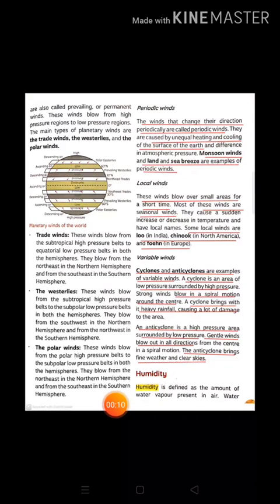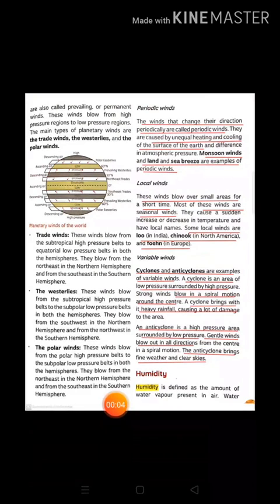Cyclone. When a low pressure area is surrounded from all sides by high pressure area, wind blows towards low pressure area in the center. This causes strong spiral winds which move in anti-clockwise direction in the northern hemisphere and clockwise direction in the southern hemisphere. Cyclone brings heavy rainfall and causes a lot of damage to life and property.